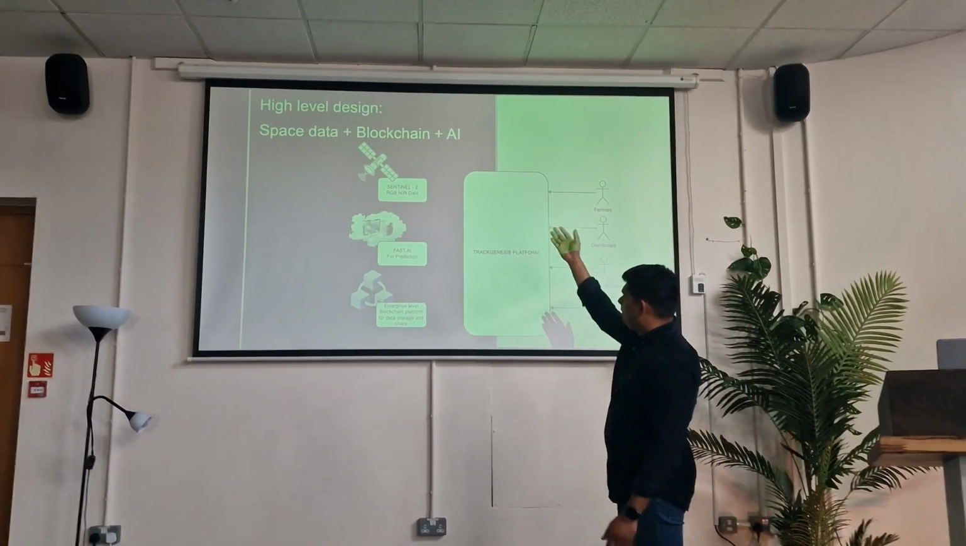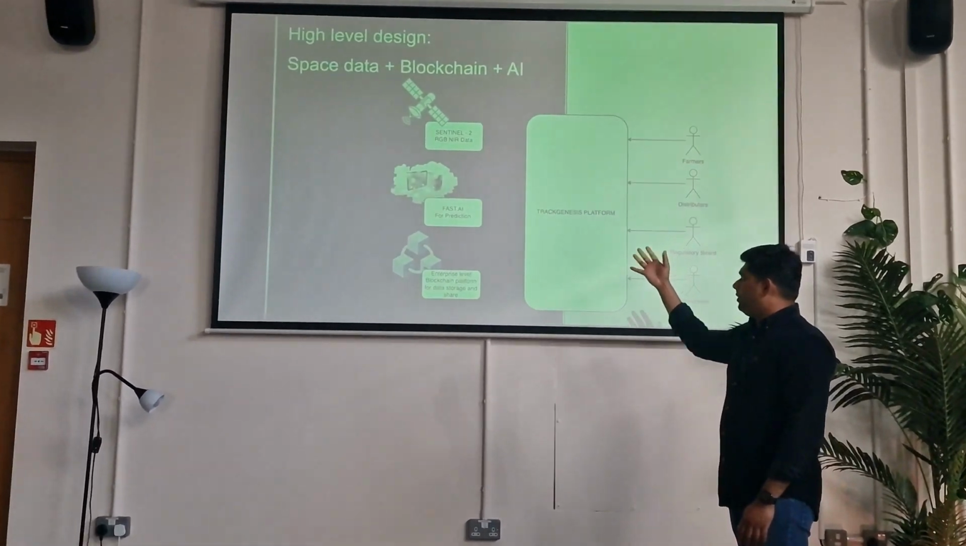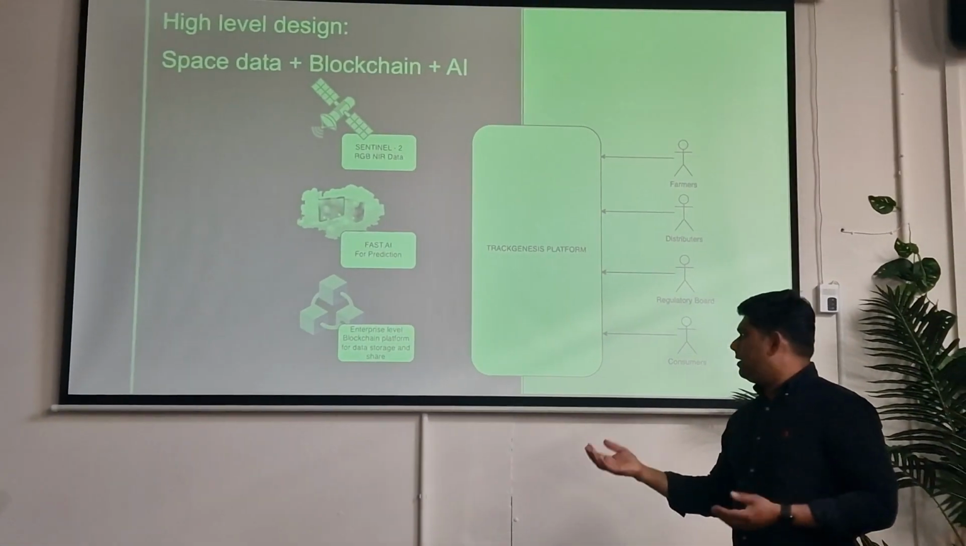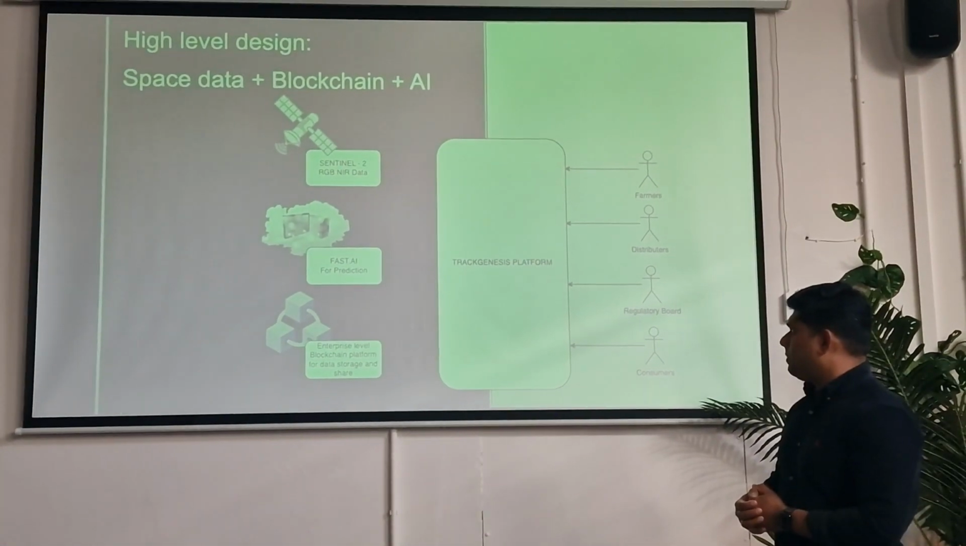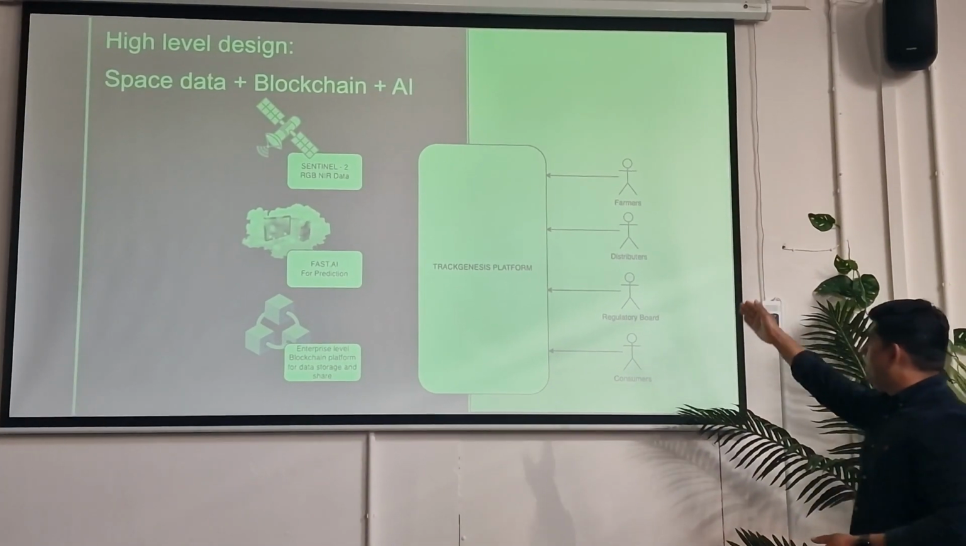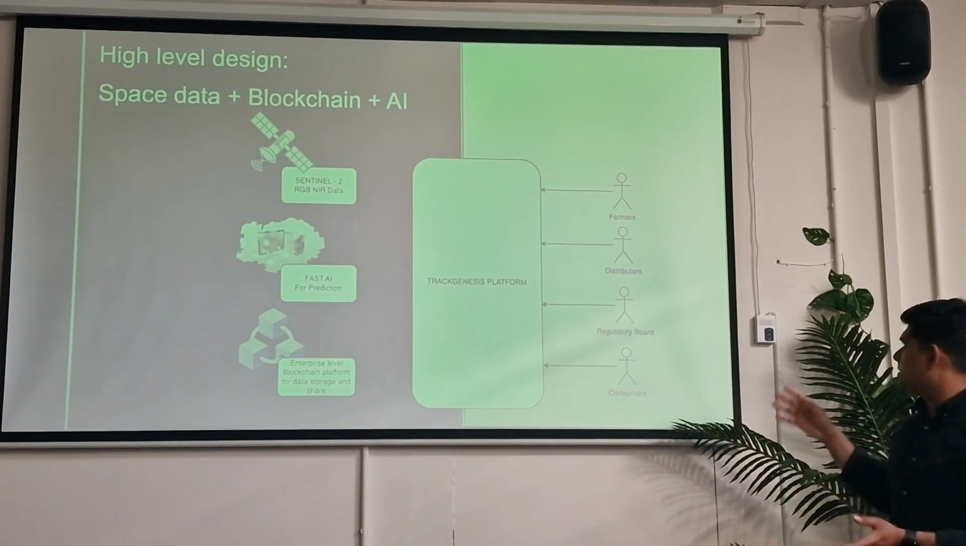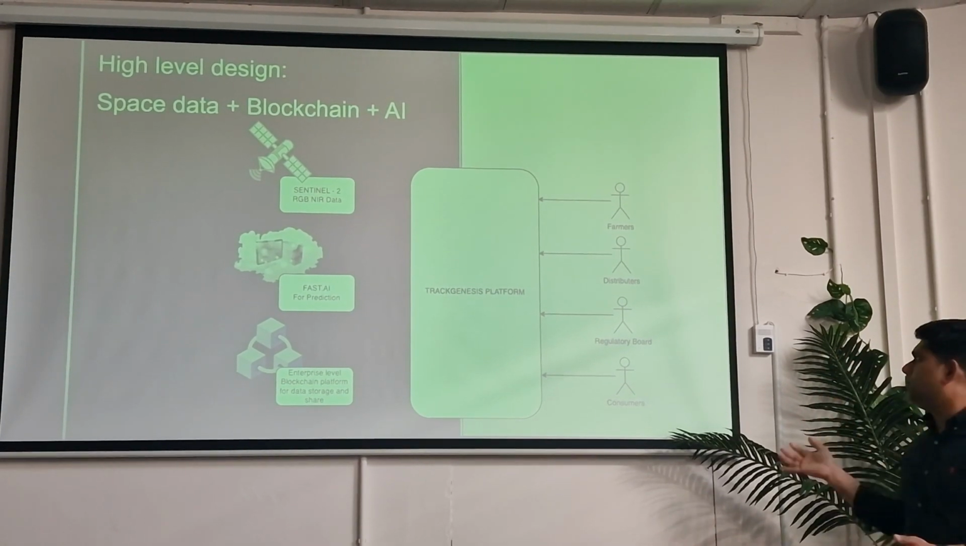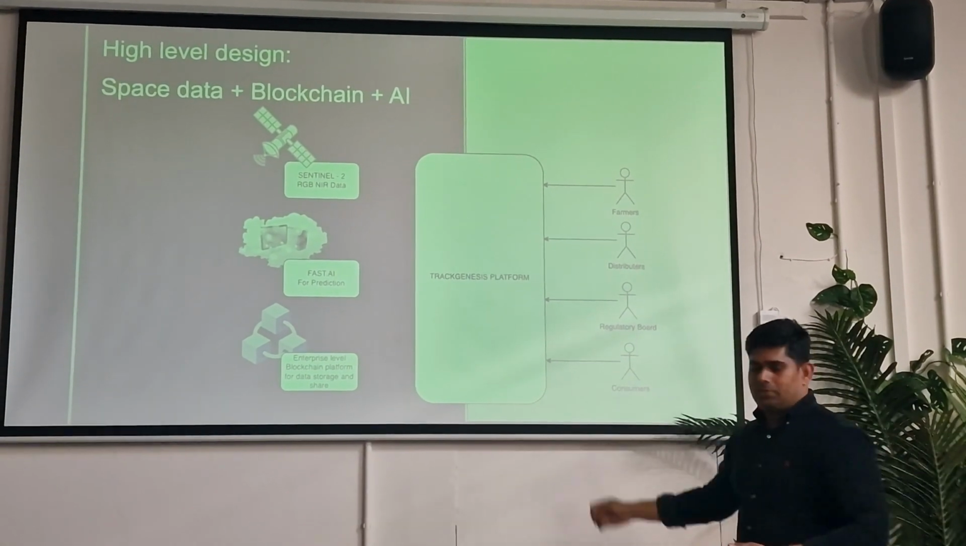This is the technology stack. We use Sentinel for the satellite data. We use fast.ai for the prediction, and we use an enterprise level blockchain platform. This is a private blockchain platform we use for this project. And then we can onboard many stakeholders into the system: farmers, distributors, the regulatory board, consumers. So we use our platform here.